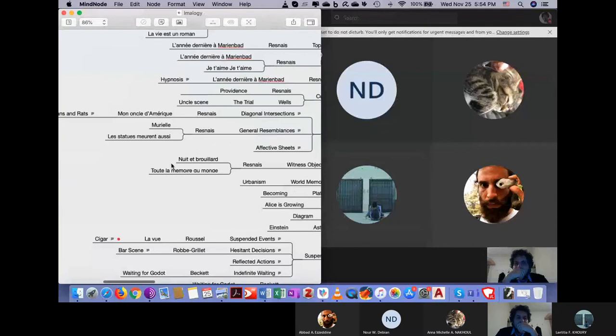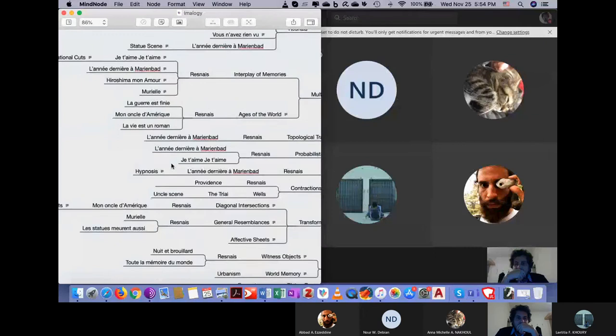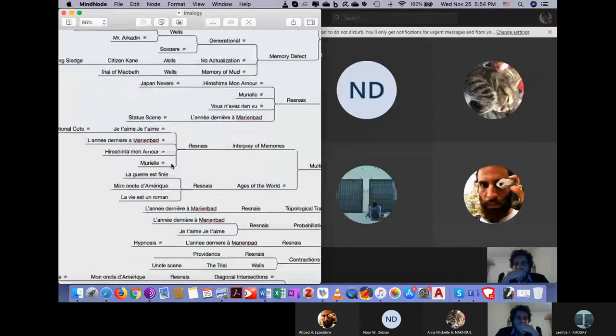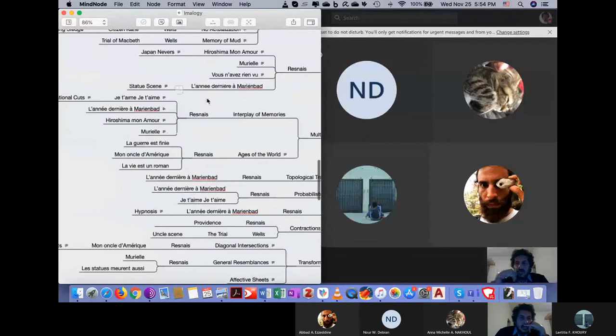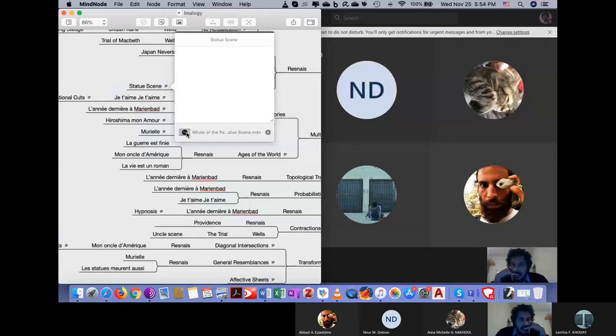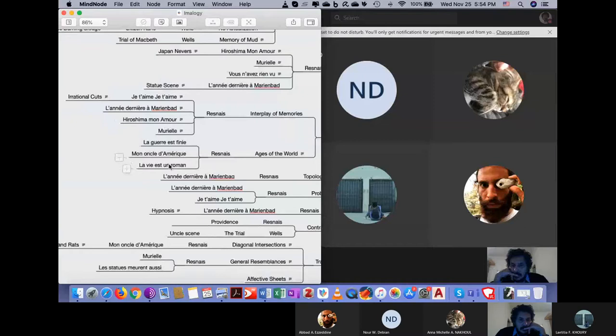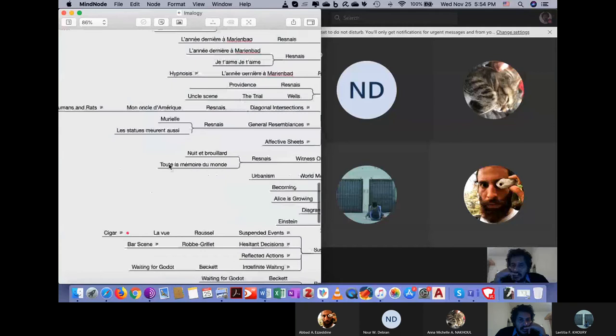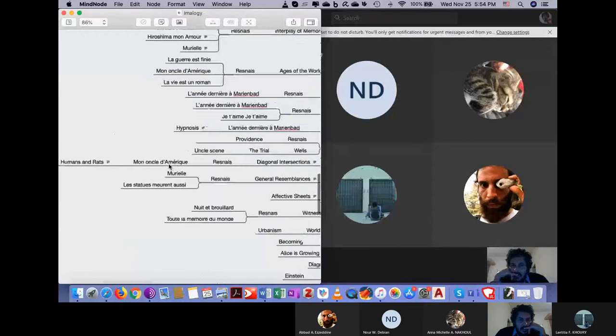So do I have this one? So I think it's this one, L'année dernière à Marienbad. I hope it's this one. Well, it's not it. So anyway, I think it's this one. So I'll try this one.